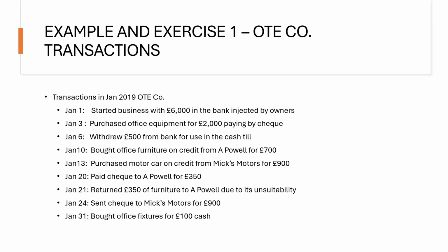Here is an example that can be done as an exercise. It's OTE company. The company has a couple of transactions in January 2019, starting from January 1st, starting the business with £6,000 in the bank injected by the owner. Each entry describes what happens on a specific date, such as starting the business, buying equipment, or paying off debts.